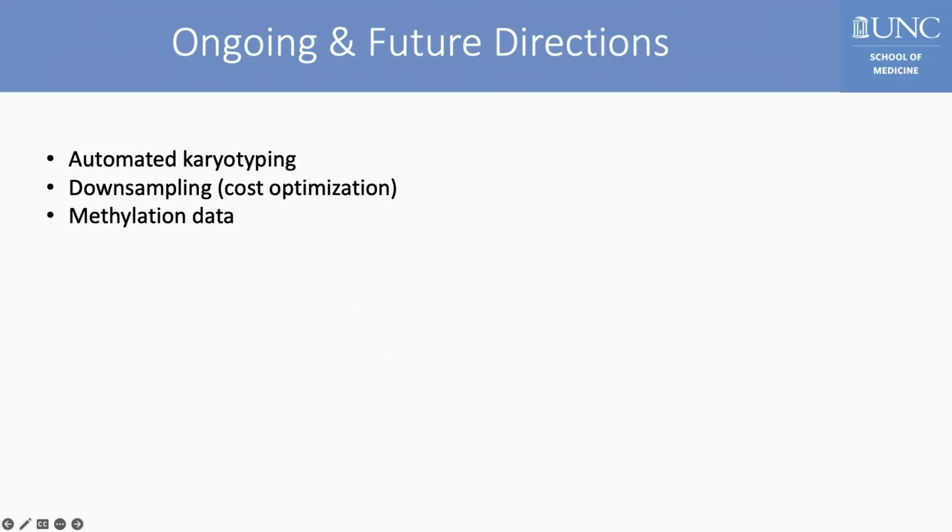So although we are very excited about the work we've already done, there are some things that we would like to do in the future. So as I showed, right now, a major output is that karyotype graph. And so we can infer karyotype based on that, but we would like to automate this process so that a karyotype in cytogenetic nomenclature is automatically outputted with these graphs.